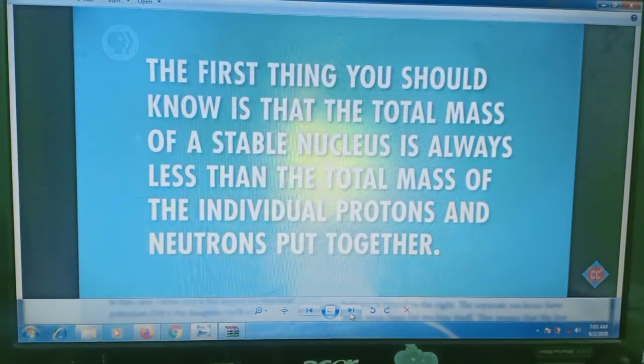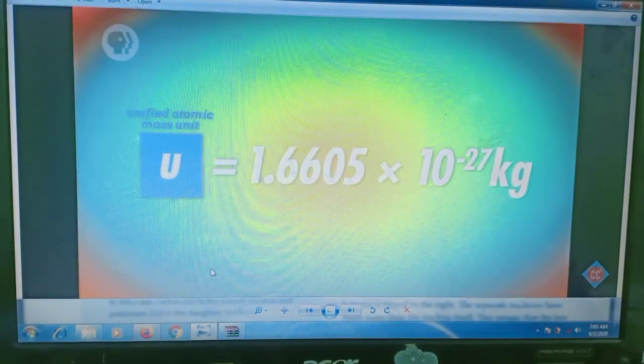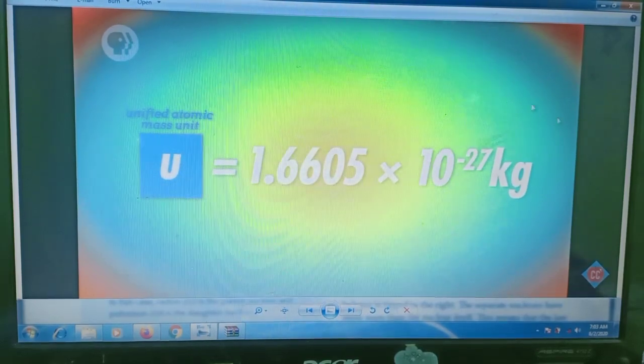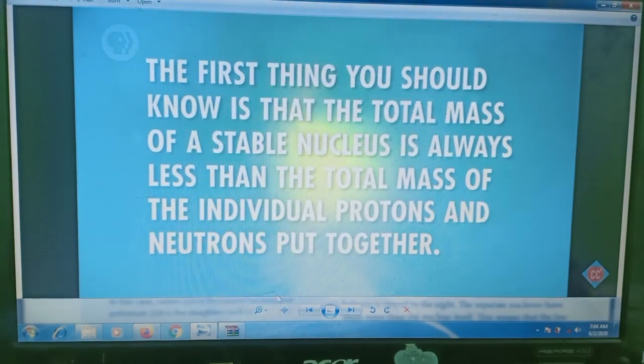While we're calculating the numbers of protons and neutrons and also the masses of protons and neutrons, of course we will need to use this unified atomic mass unit. The total mass of a stable nucleus is always less than the total mass of the individual protons and neutrons put together.